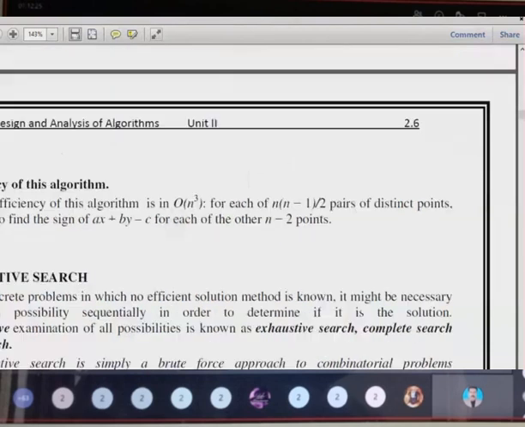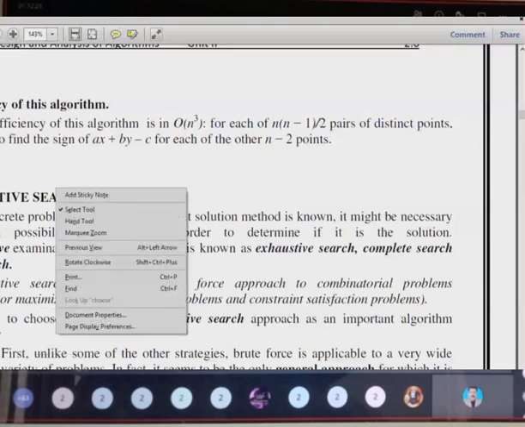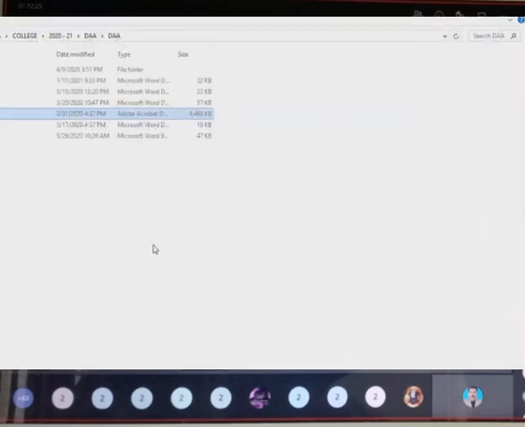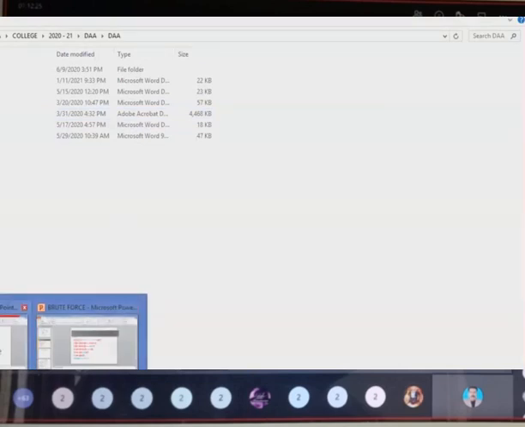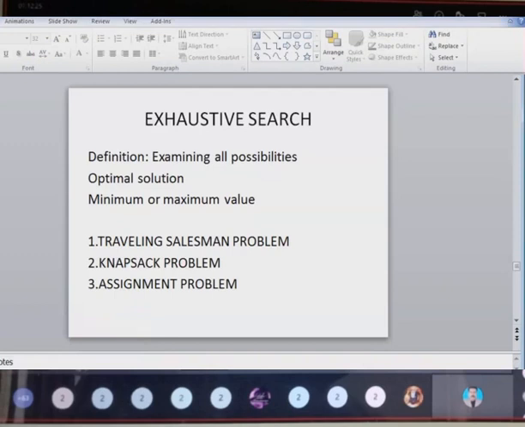Finally, write the time efficiency of this algorithm is big O of n cube. Okay, no need to write any algorithm or pseudocode for convex hull.